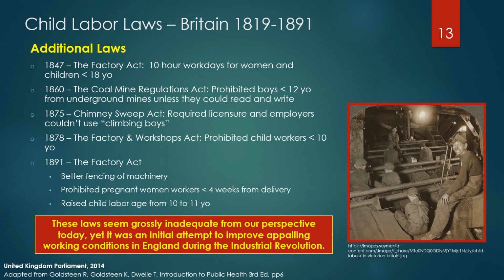The Factory and Workshops Act of 1878 prohibited child workers under 10 years old. The Factory Act of 1891 required better fencing of machinery, prohibited pregnant women workers within 4 weeks of delivery, and raised the age of child laborers from 10 to 11 years old.